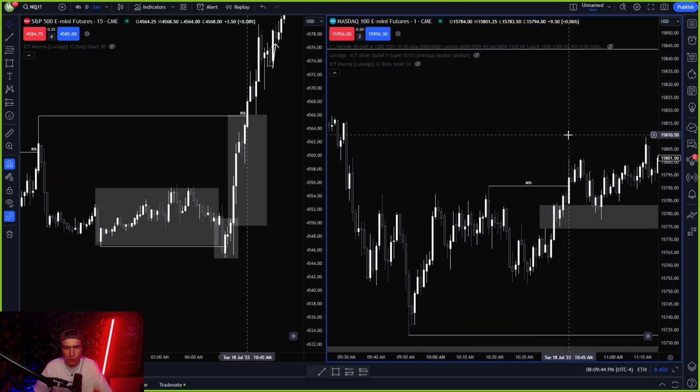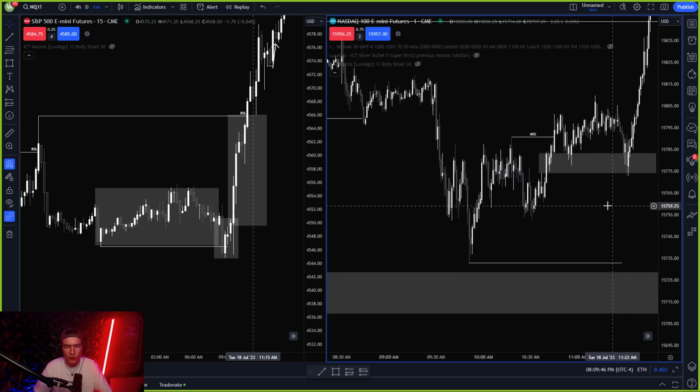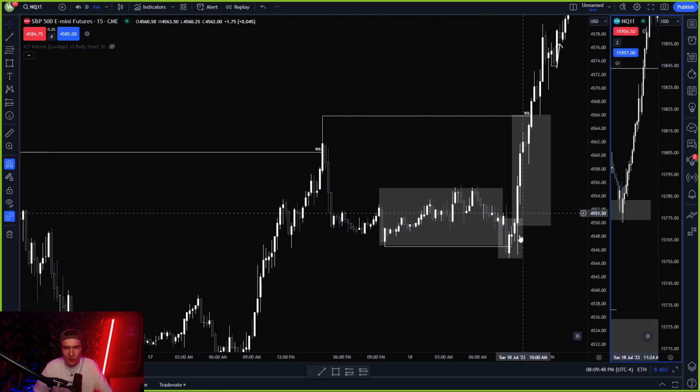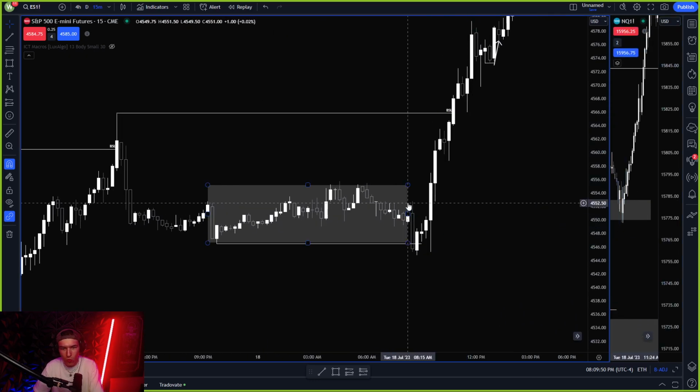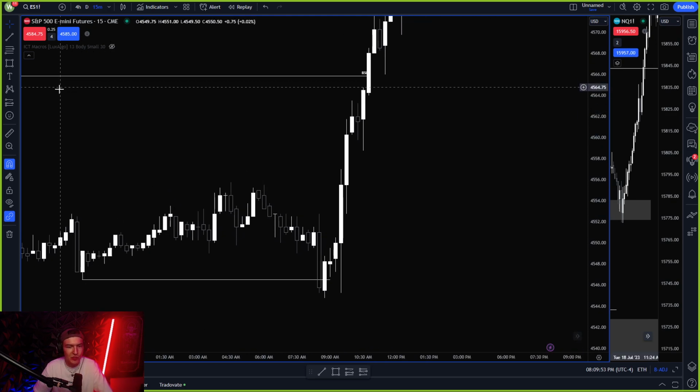And then once we get that initial break, we ended up running to that buy side on NQ. So looking at ES, there was actually a really nice setup in the morning that I wanted to take a long on, but I ended up stopping myself.